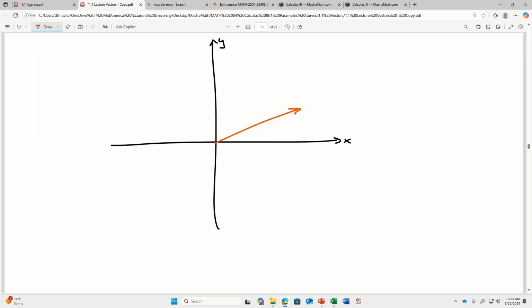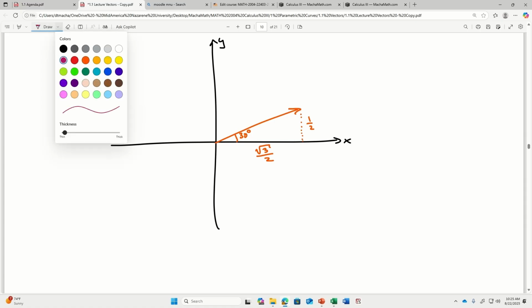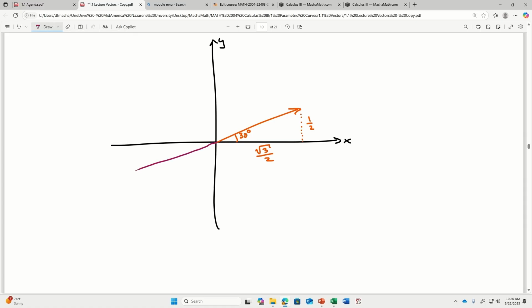Okay, so let's say this is a 30-degree angle. And that means my x component is √3/2. My y component is half. If I now add 180 degrees, that's my new vector. This is a 30-degree angle. This x component is now negative √3/2, and the y component is now negative half. So you get the same absolute value of your components, but it makes them both negative.